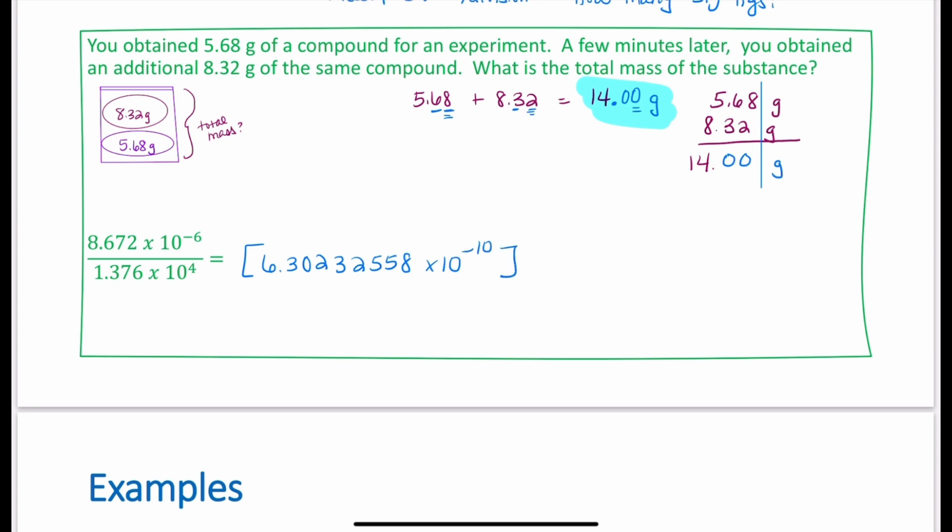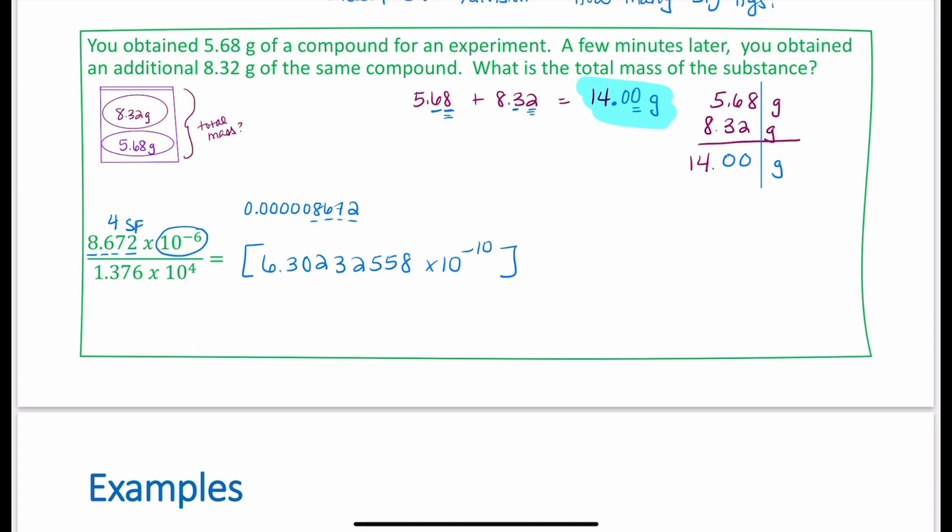When you are doing multiplication and division, scientific notation is pretty straightforward. We're just looking for the number of sig figs. This number has 1, 2, 3, 4 sig figs. Remember, all that 10 to the 6th is doing is telling you how small the number is or how big the number is. In this case, what that's telling me is I have 0.000008672. That's all the 10 to the negative 6 is doing, is telling me how far out.